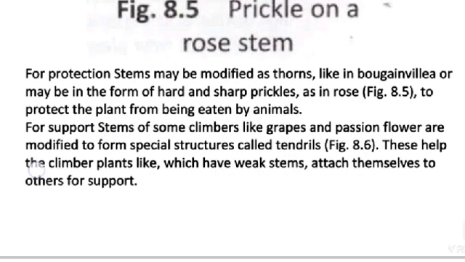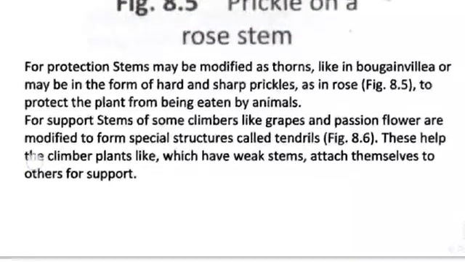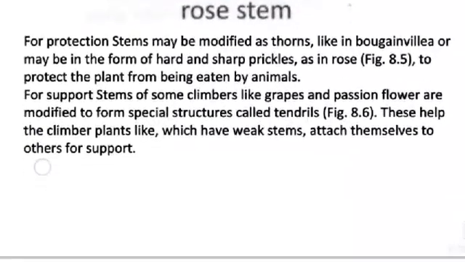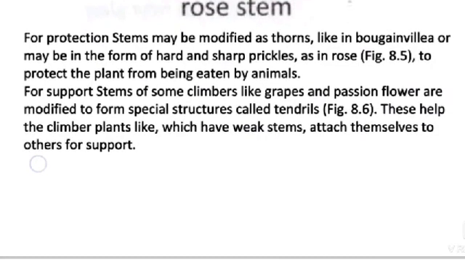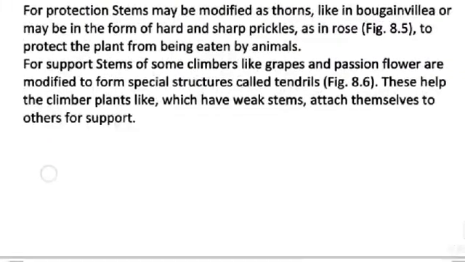For support, stems of some climbers like grapes and passion flower are modified to form special structures called tendrils. These help climber plants, which have weak stems, to attach themselves to others for support. See the picture of stem tendrils.